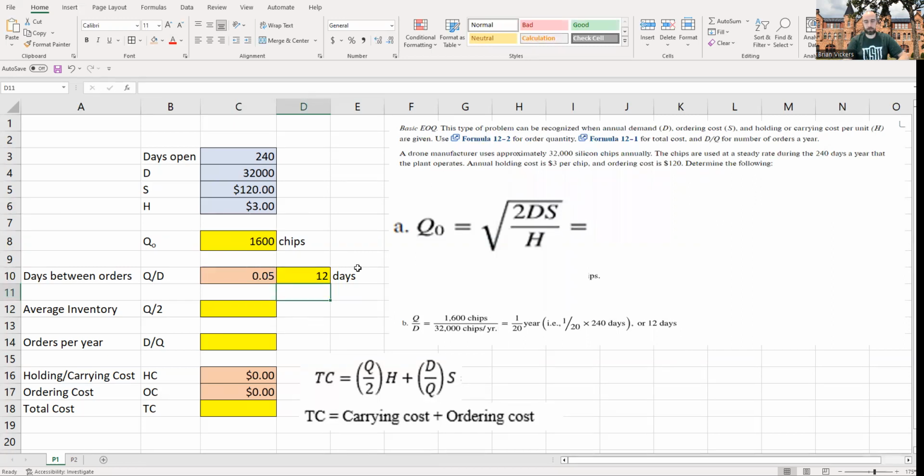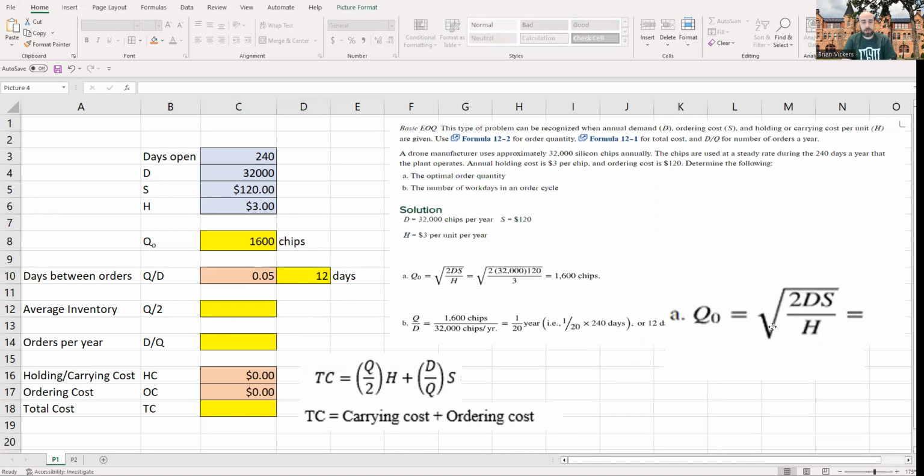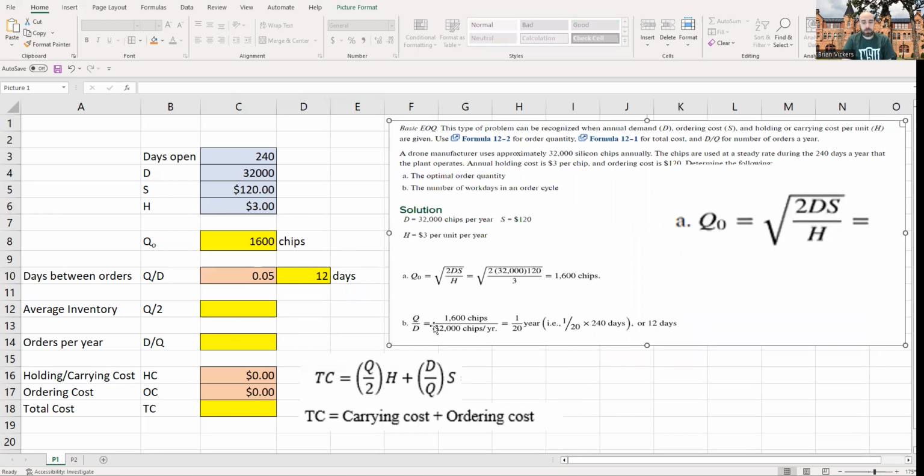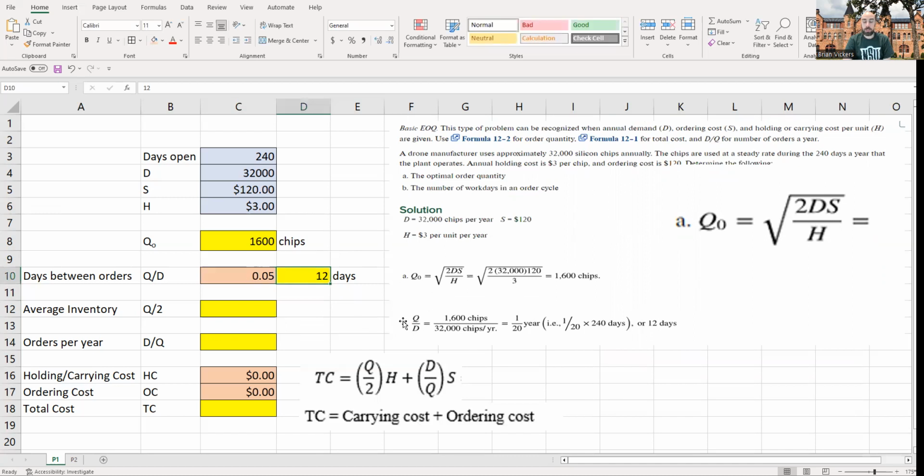So again, I'm doing this by hand for you to know how to do it for the quiz. Typing this in and submitting it will not be good for the Excel file. So 1,600 divided by 32,000 is 1/20th of the year, but the year is 240 days. So it's every 12 days we're placing an order. That is what parts A and B are asking us in the book.